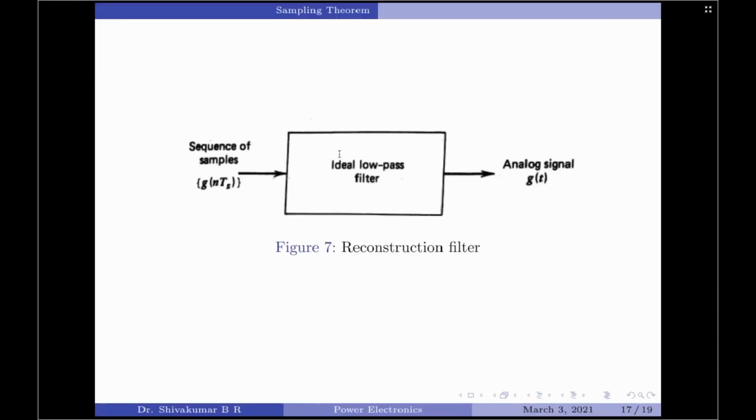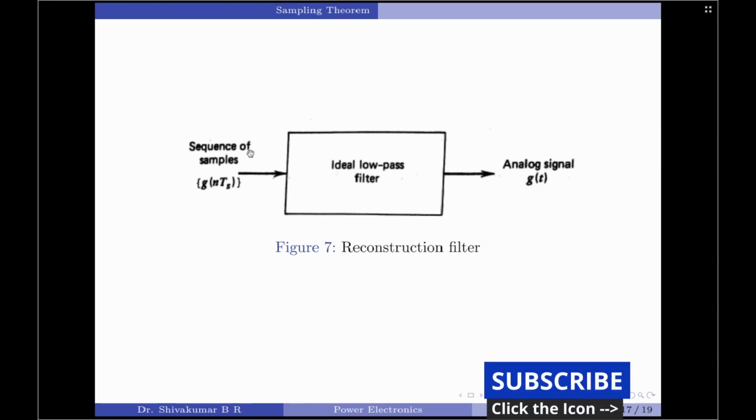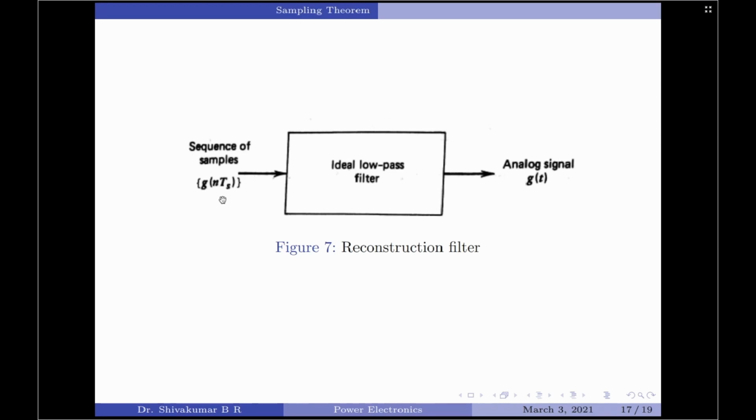This overall operation of reconstruction can be simply shown using a block diagrammatic format as shown in the figure here. That is, at the input of the reconstruction filter, we have a sequence of samples given by G of nTs, where Ts is equal to 1 by 2W. When this sequence of samples is passed through our ideal low pass reconstruction filter, we are going to obtain in an ideal sense our original analog signal G of t. Right. So, that is about both sampling as well as reconstruction of the band limited or low pass signals.